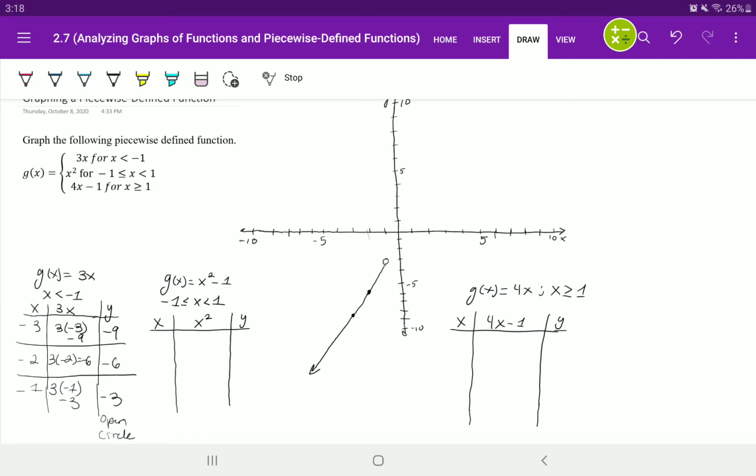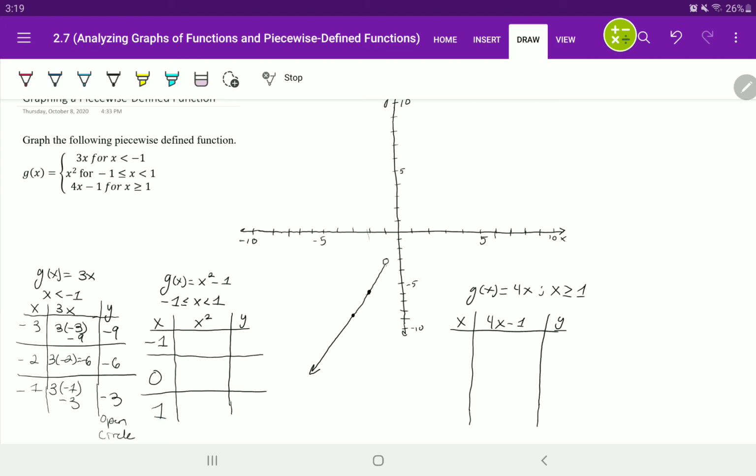Now, the next one is going to be g of x equals x squared minus 1 for x values that are between -1 and +1, including the value of -1. So I'm going to start at -1. I'm going to put a 0 here. And I'm going to end off at +1.